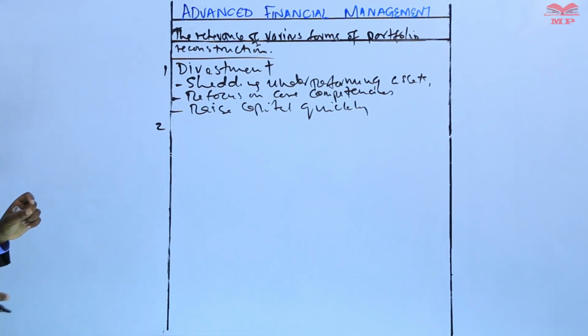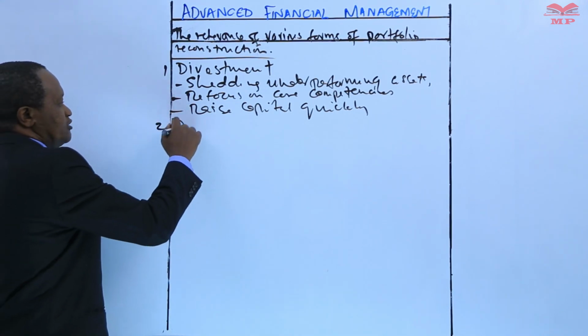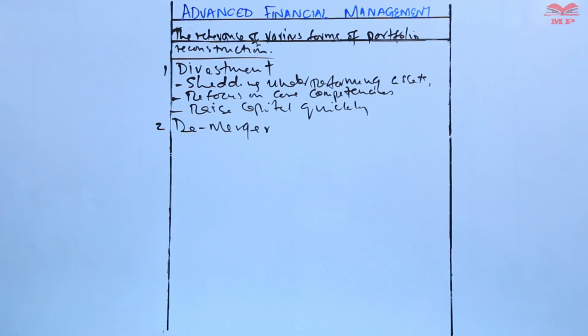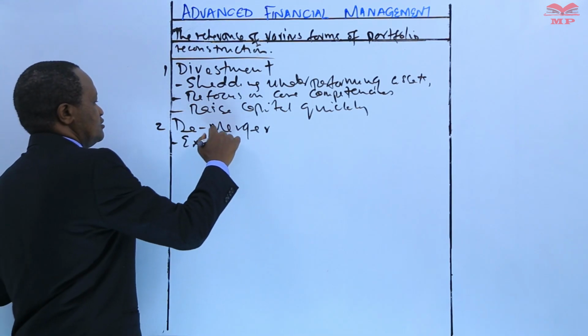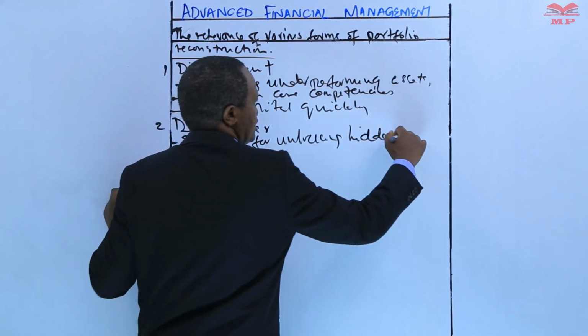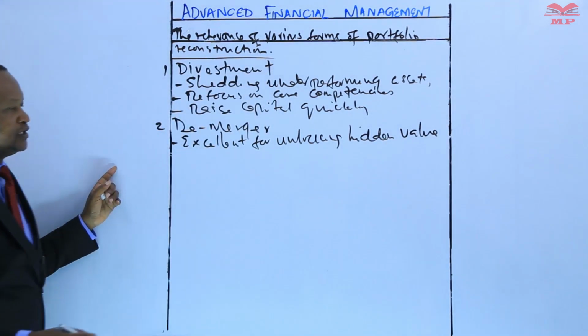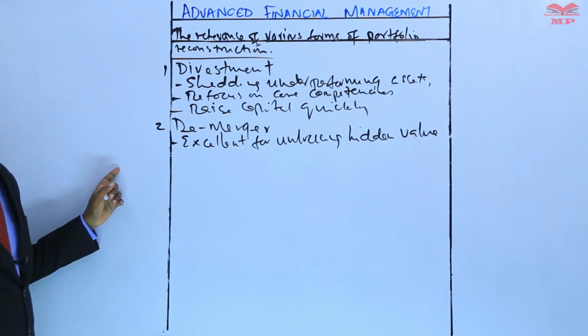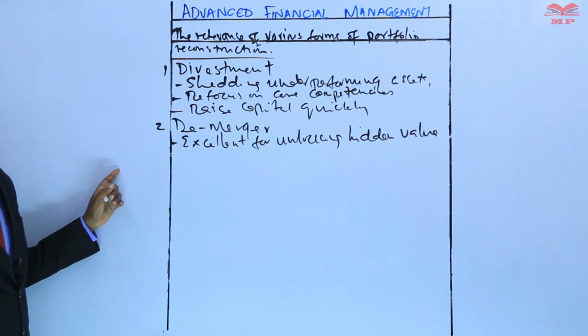The second form of portfolio reconstruction is demerger, or spin-off. Now, spin-off or demerger is excellent for unlocking hidden value. When a company demerges, then it unlocks hidden value. That is one reason for demergers. All right.